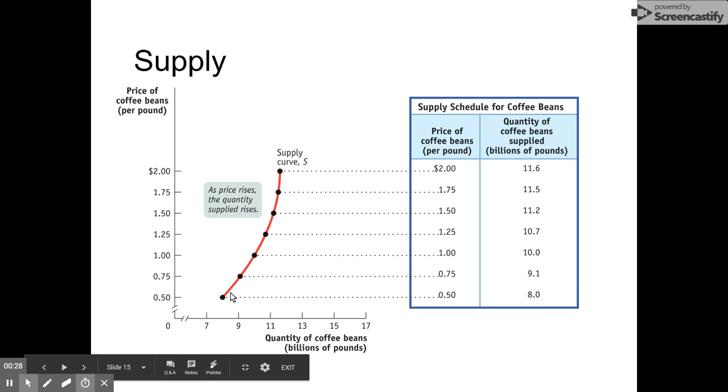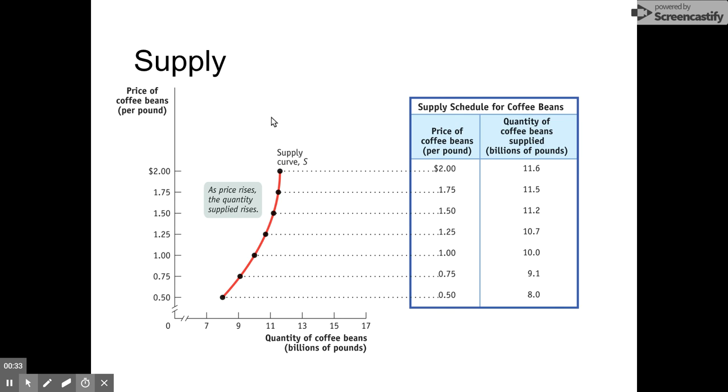Why? It's all based on profitability. These are businesses. And so suppliers, businesses, manufacturers, growers, companies that sell products to individuals or other businesses are only going to be willing to supply goods that are profitable. And so at 50 cents, less profitable, they're not willing to sell as many coffee beans. At $2, more profitable, they're more willing to sell their coffee beans.